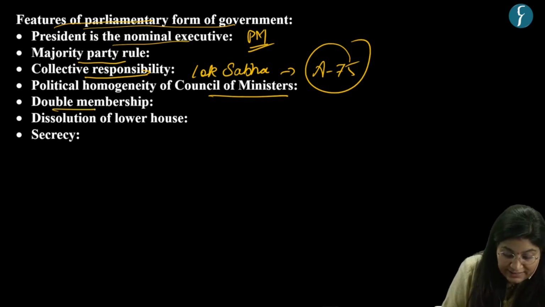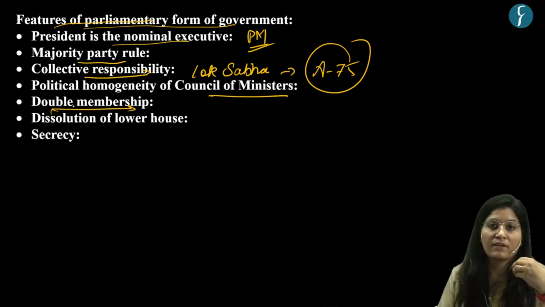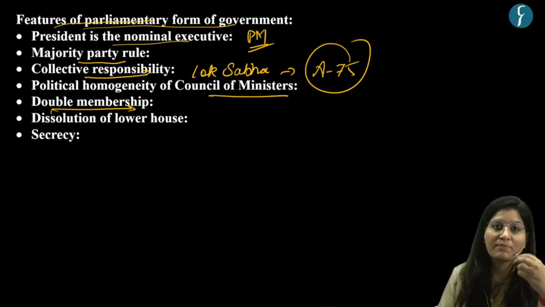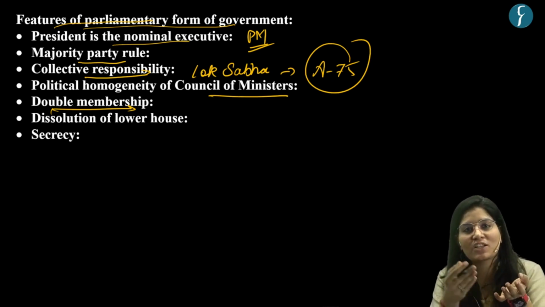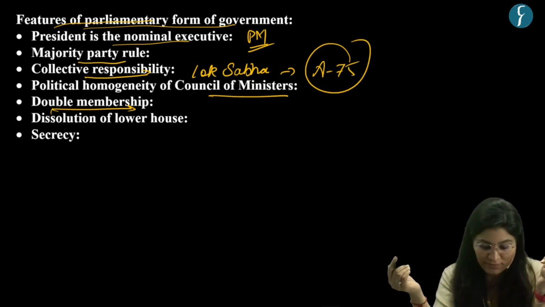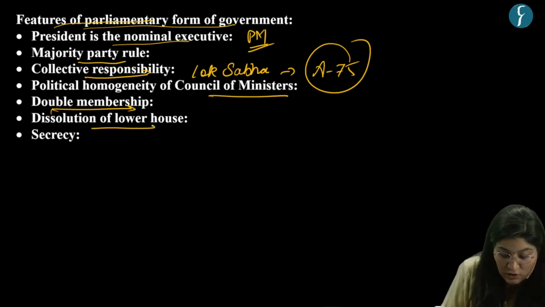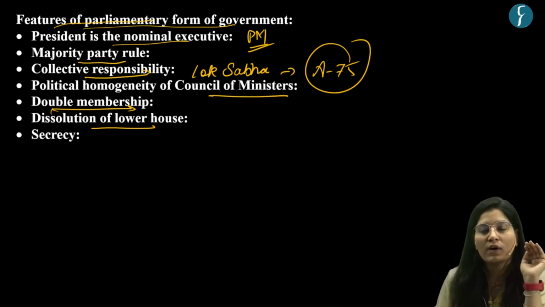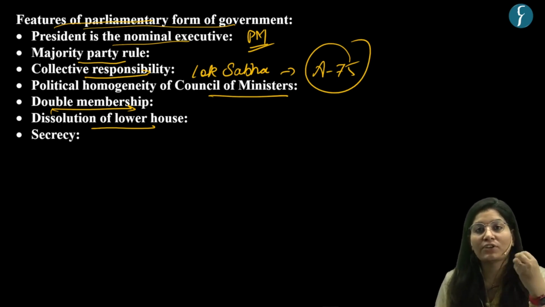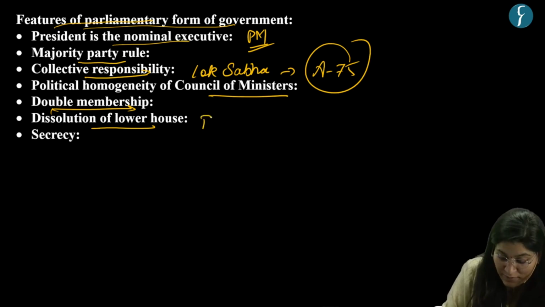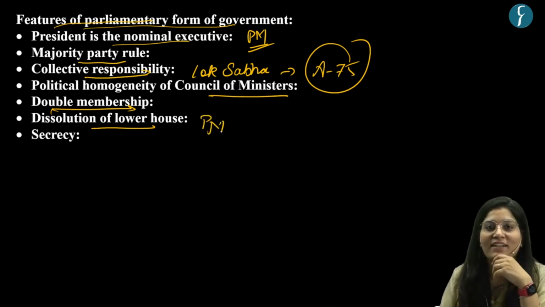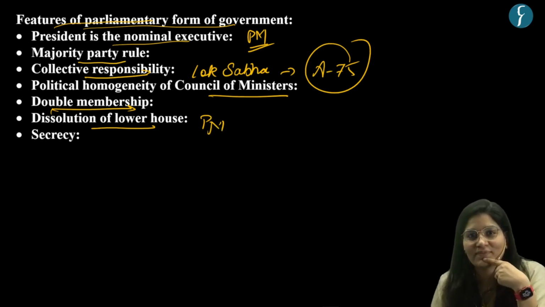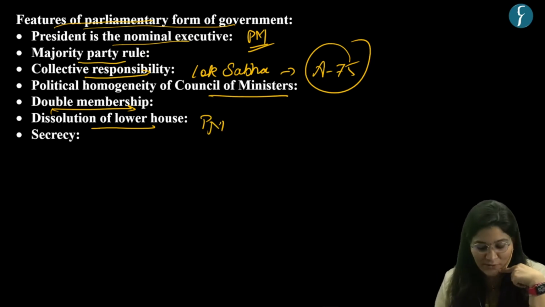Then next is double membership. What is double membership? Ministers are part of the legislative as well as the executive. Okay. Then next is dissolution of the lower house. Dissolution of the lower house is based on the recommendation of whom? Yes, Prime Minister. Now the question is, dissolved by whom? That we'll see in a later part of our video.